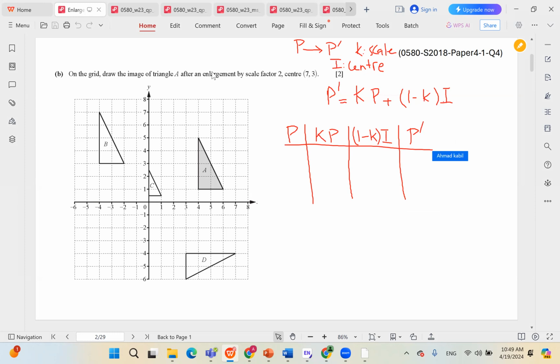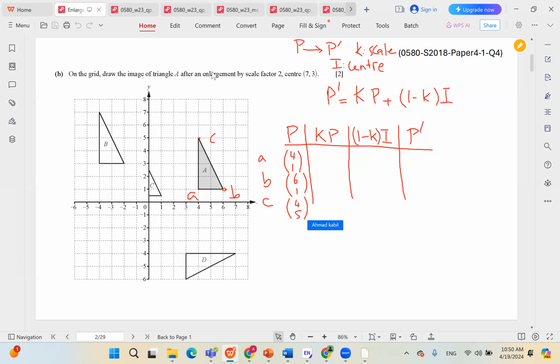So for triangle A, we have 3 points. Let's just label them. We have point A, point B, and point C. So we have A, B, C here. And for A, the coordinates are 4, 1. So we're just going to write 4, 1 here. For B, 6, 1. And for C, we have 4, 5.